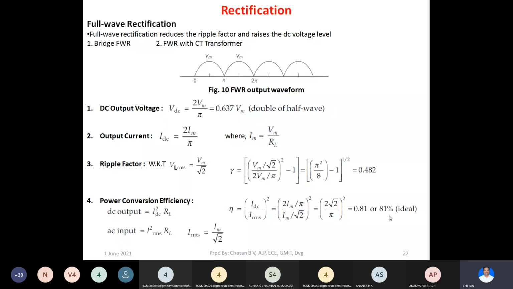So these four parameters are common for both the full wave bridge rectifier as well as the full wave rectifier with the center tap transformer. These things you should keep in mind. And for both rectifiers, you will have the same output for the input AC voltage.